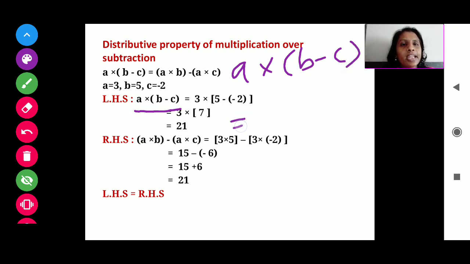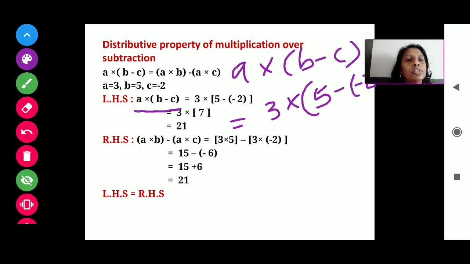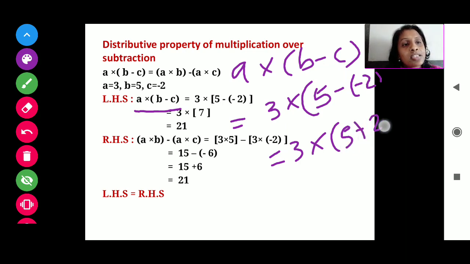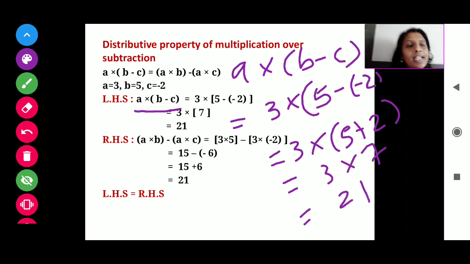What is our A? A is 3. What is our B? B is 5. Now minus, C is 2. So what will be there? 3 into (5 minus minus 2), that is 5 plus 2. So 3 into 7 is equal to 21. This is our left hand side.